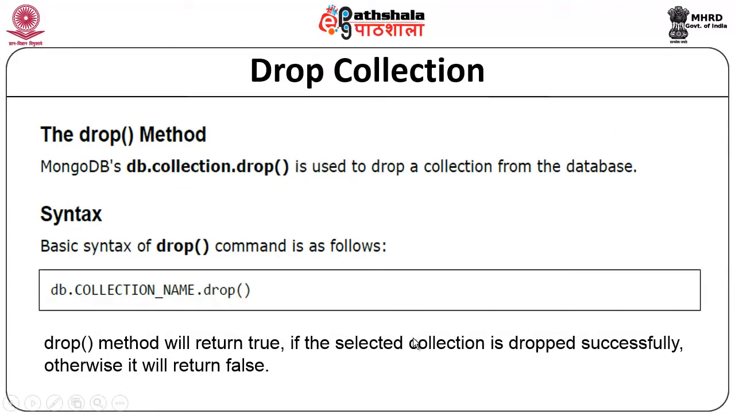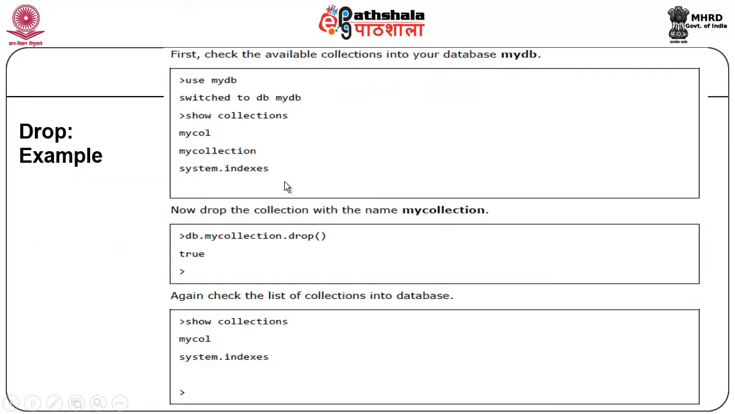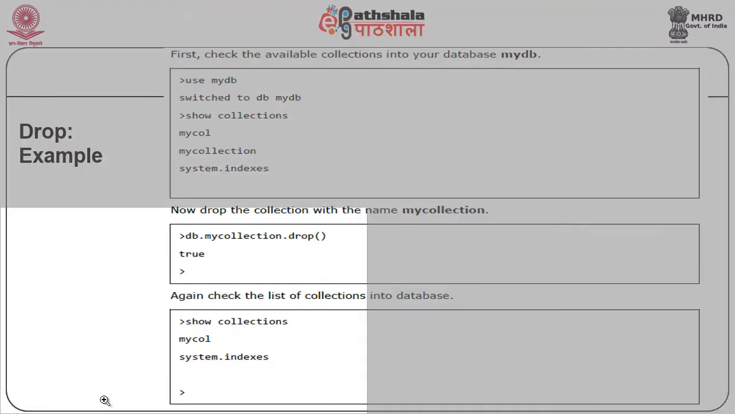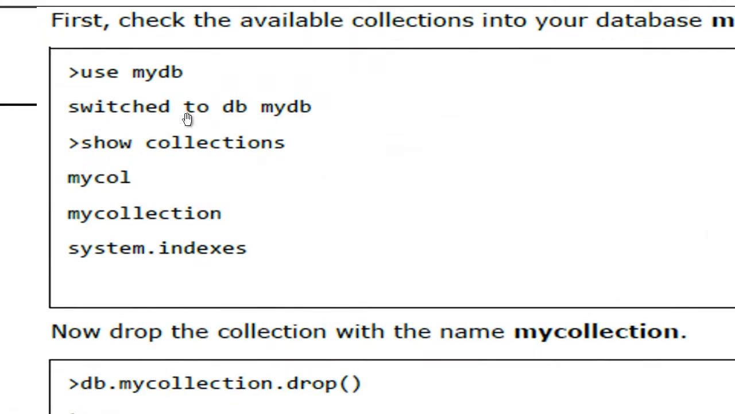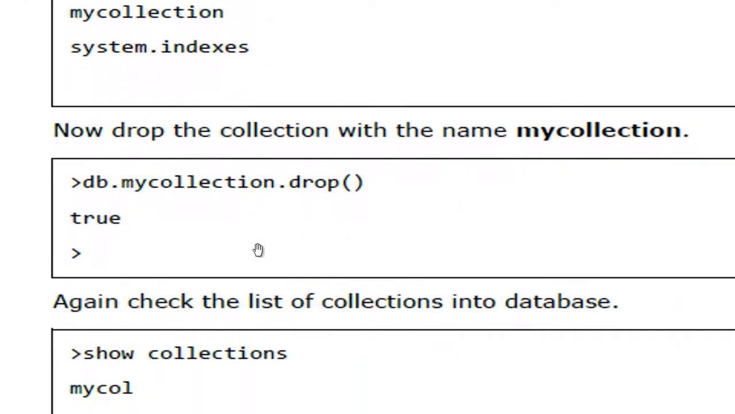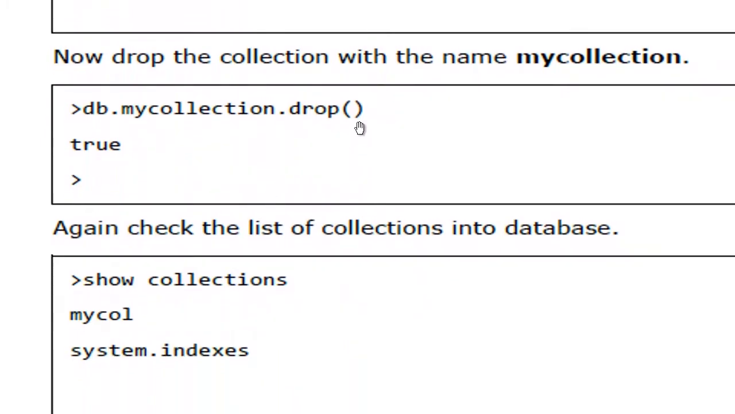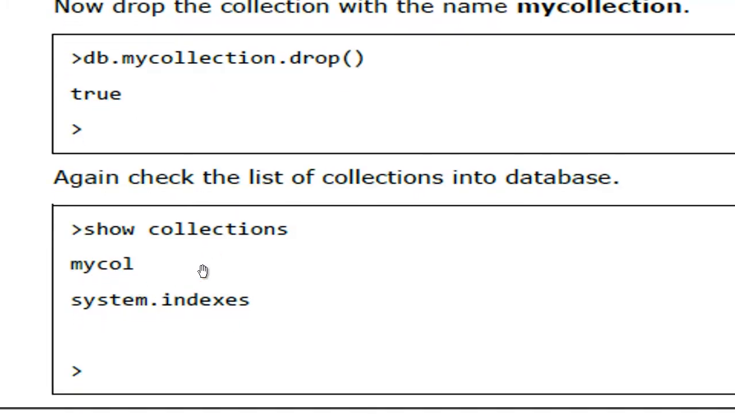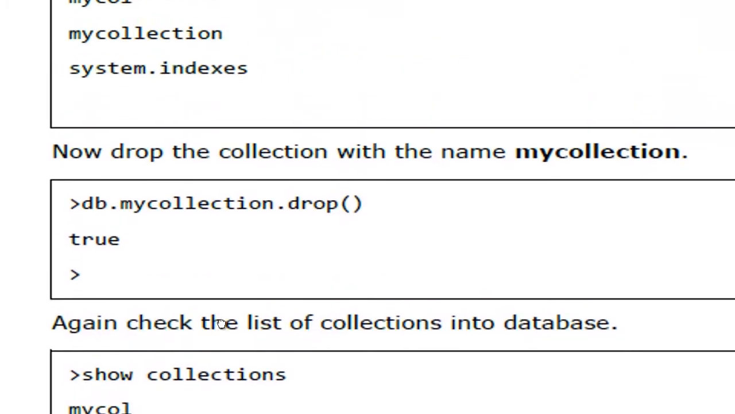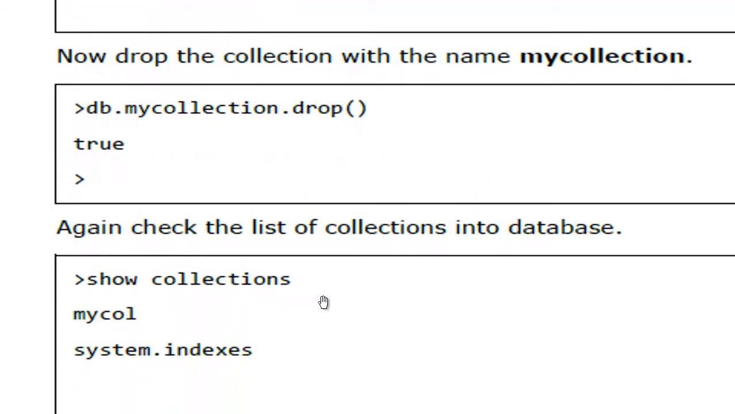The next example is for dropping a collection. Dropping a collection is done using the drop method. The syntax is db.collectionName.drop. When you execute this command, the collection that you created will be dropped. For example, you have created a collection named myCollection. Now, use the show method to list all collections, then type the myCollection drop command. When it is executed correctly, it will return a value true. Then when you list the collections, you will find the previously created myCollection has been dropped and only the remaining 2 collections will be shown here.